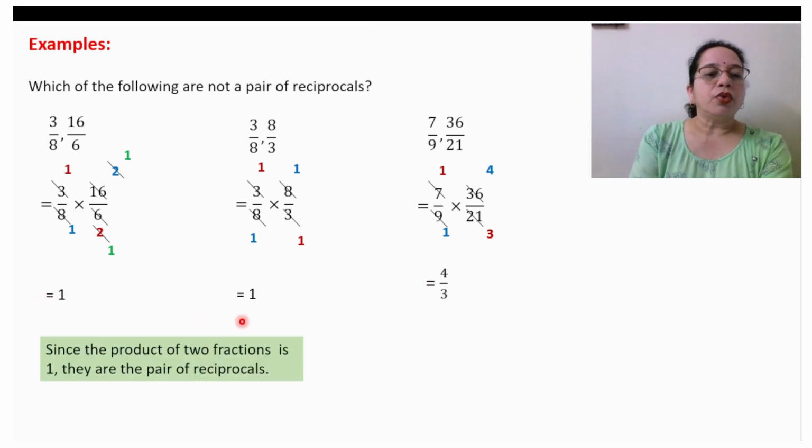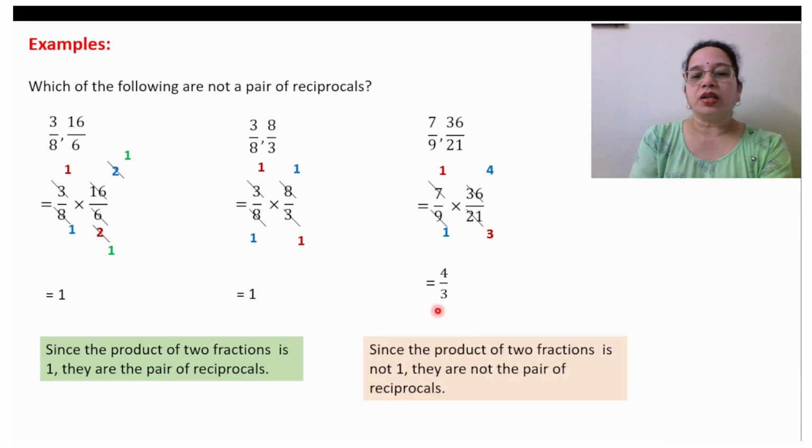Since here the product is 1, and the product of a fraction and its reciprocal is 1, therefore they are the reciprocal of each other. But since here the product is not 1, they are not a pair of reciprocals. So this is the way we find out whether a given pair is a pair of reciprocals or not.